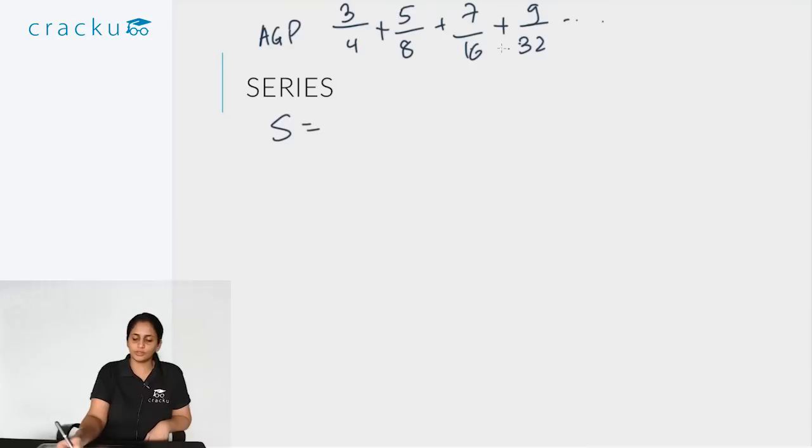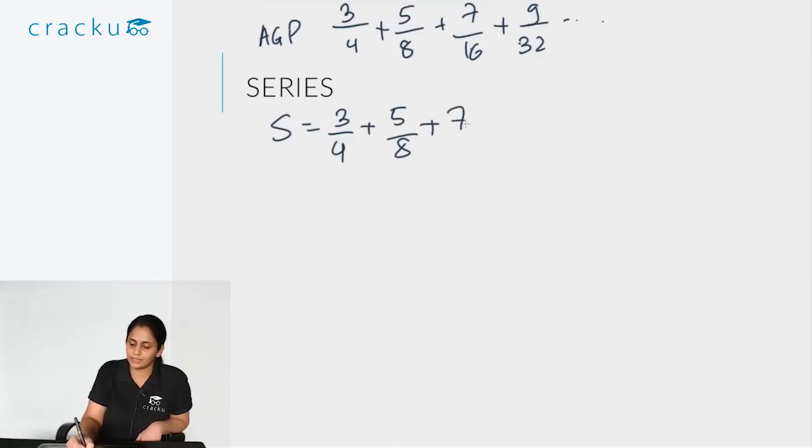So if you are supposed to find the sum of an AGP, the trick is basically this. You have 3 by 4, 5 by 8, just take it like this.